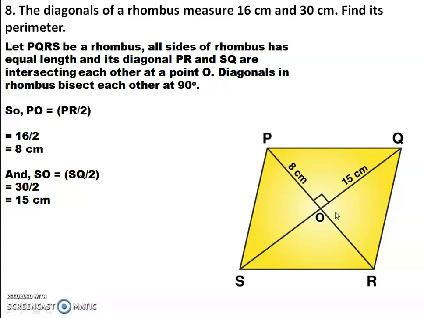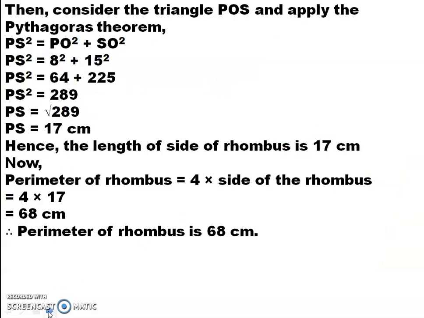Once again, repeat after me. PO square plus OQ square is equal to PQ square. So what will happen? 8 square plus 15 square is equal to PQ square. Now 8 square is 64, 15 square is 225. 64 plus 225 is 289.